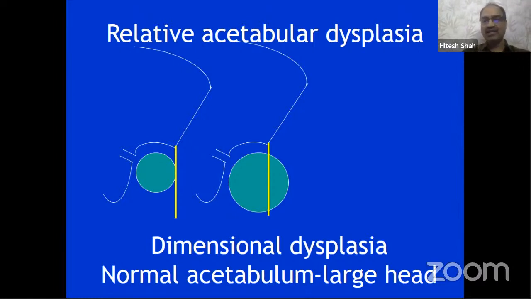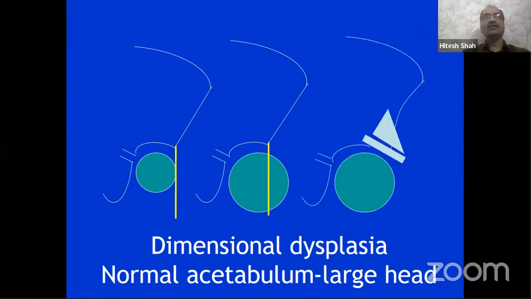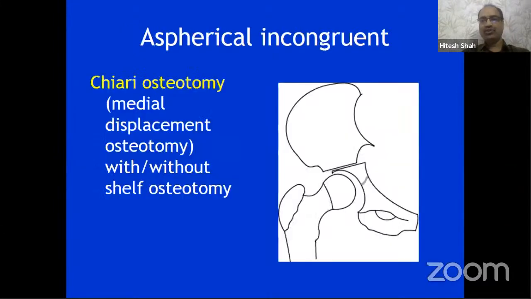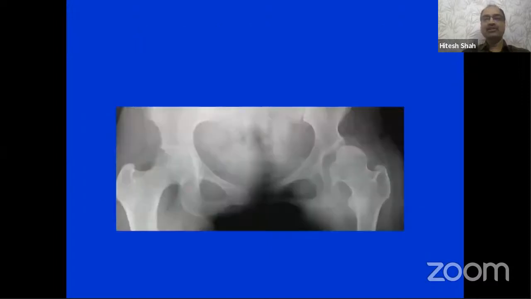Normal acetabulum with a large femoral head, you can cover with the Salter or the medial displacement Chiari osteotomy. This is one of the examples of the Salter osteotomy, and as I said, the Chiari osteotomy we can keep for the aspherical incongruent hip where the other osteotomy is not possible. We can do the Chiari osteotomy.